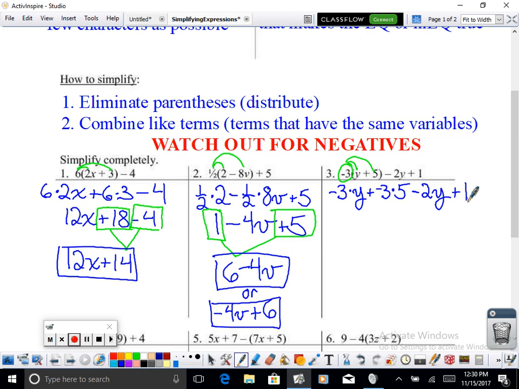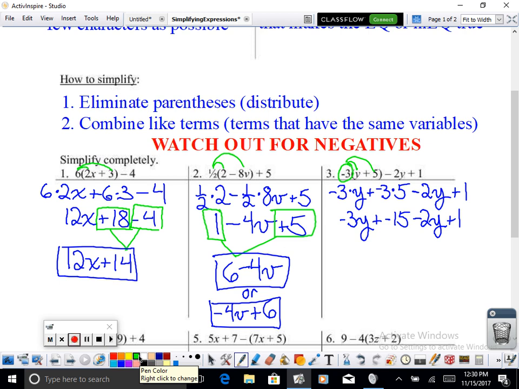Okay, Lena, can you tell me what the next line might look like? Or should look like, I should say. Negative 3y plus negative 15 minus 2y plus 1. Good. Okay, negative 3y plus negative 15 minus 2y plus 1. All right? So, parentheses, gone.